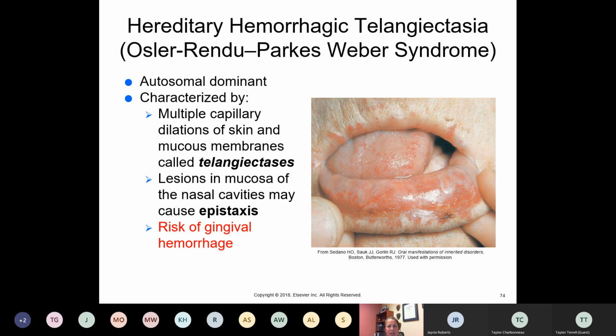Hereditary hemorrhagic telangiectasia is, if you think hemorrhage, that's bleeding. In this case, if you look at their lips, you can see all those little red petechiae or red dots. So what's happening here is we've got a dilation of all of the little capillaries, and those lesions in the mucosa and nasal cavity can lead to bleeding, epistaxis. So these patients have a risk of gingival hemorrhage. So we would definitely want to be aware of this and take special precautions with this patient.